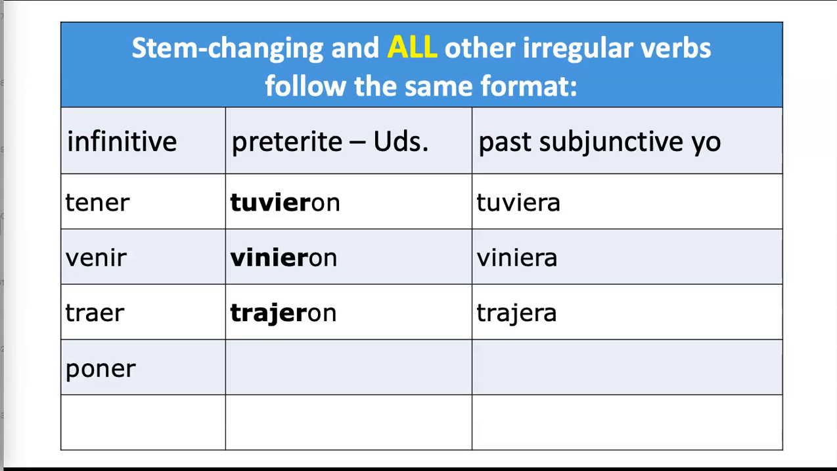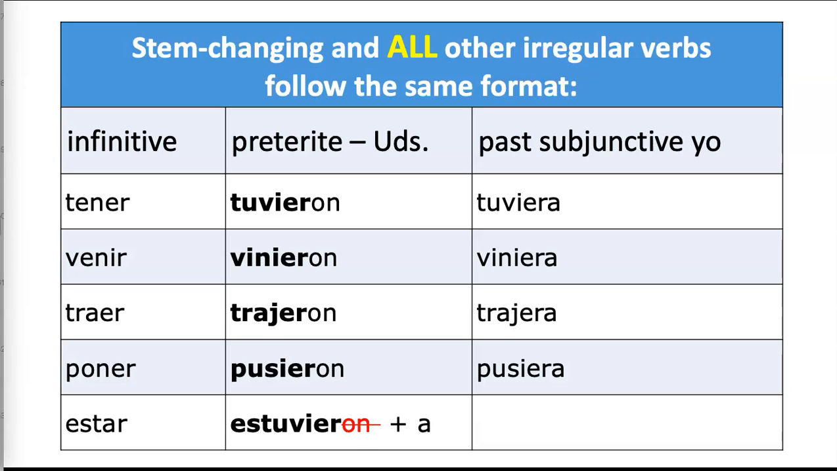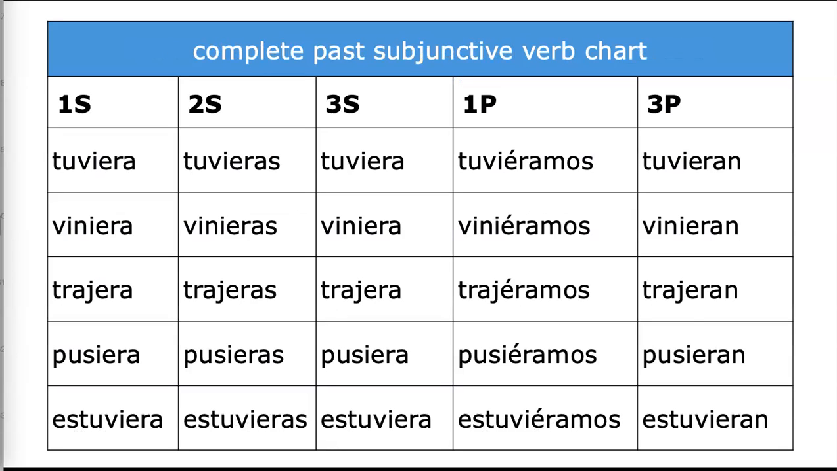Poner, I'll give you a second to remember the preterite ustedes form. Pusieron, drop the -on, add -a: pusiera for yo. Estar, do you remember the third person preterite? Estuvieron becomes estuviera. And here's the complete chart. And you notice it's a very simple format once you remember the preterite form. And again, note on the nosotros form, you have accents on the third to the last syllable.